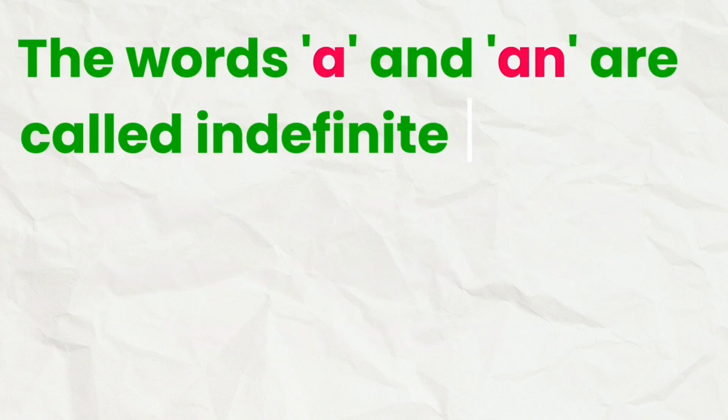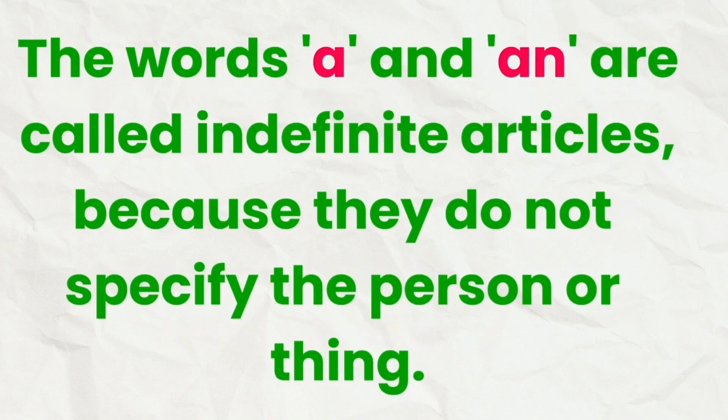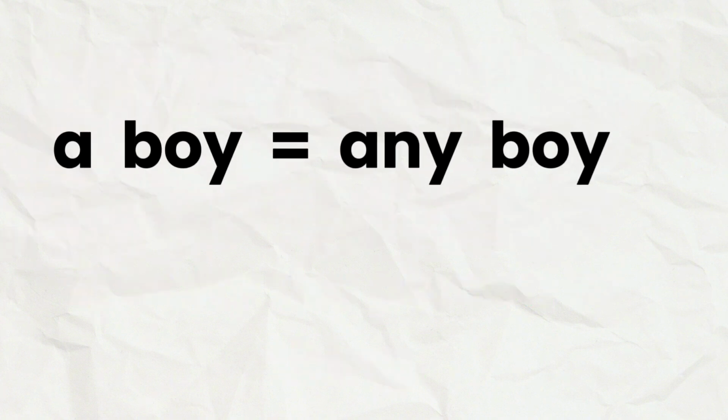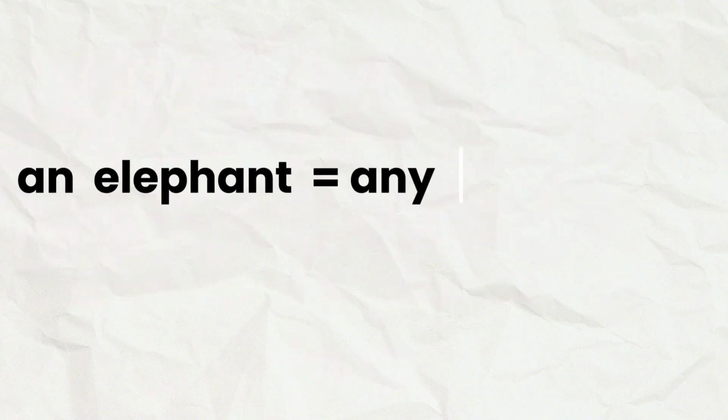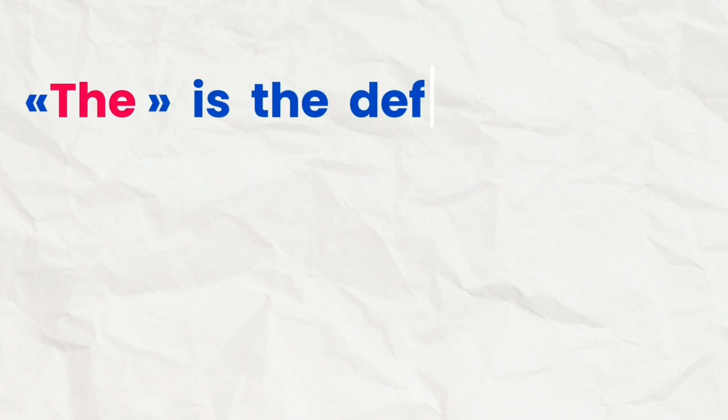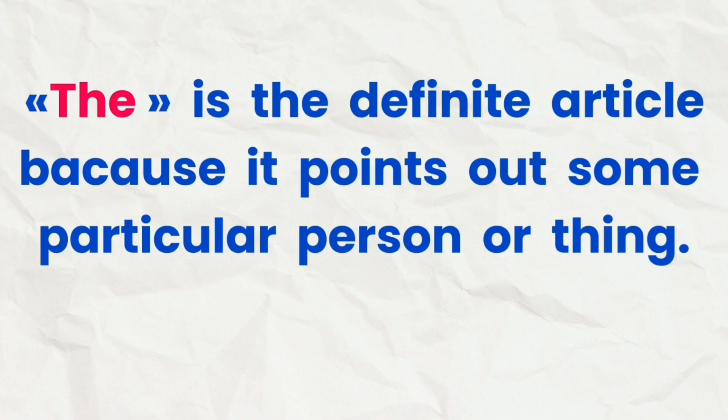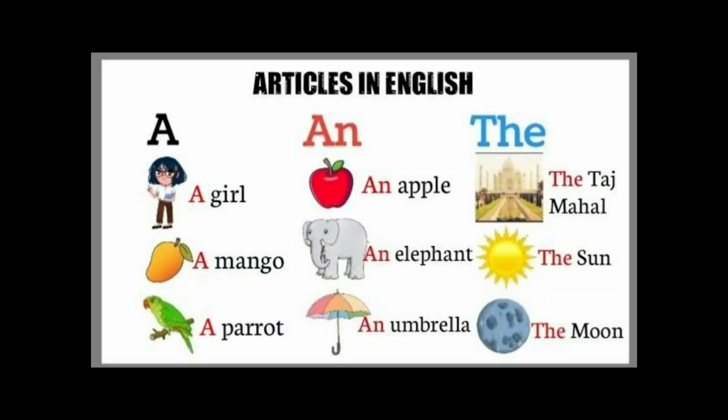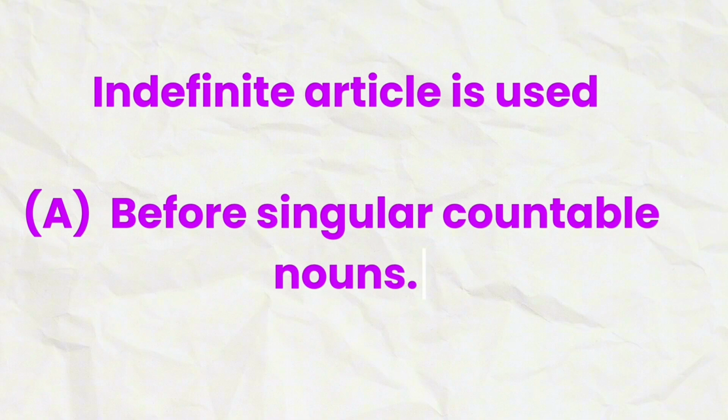The words a and an are called indefinite articles because they do not specify the person or thing. A boy, that means any boy. An elephant, that means any elephant. The is the definite article because it points out some particular person or thing. So, the indefinite articles a and an are used: A) before singular countable nouns.